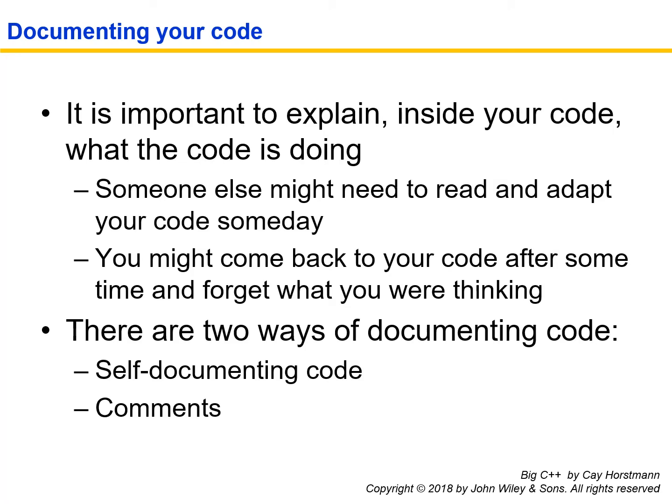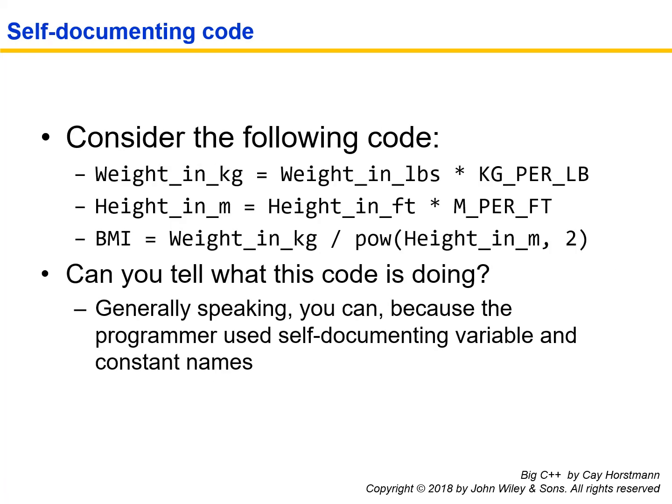Okay, and that also brings me to the idea of documenting your code. It is important to explain, because you will not be the only person who ever reads your code, and you will not always remember what you were thinking when you wrote your code. It is important to put some documentation inside your code. There are two ways of documenting code. The first is called self-documenting, and the second is called comments. And these are not mutually exclusive.